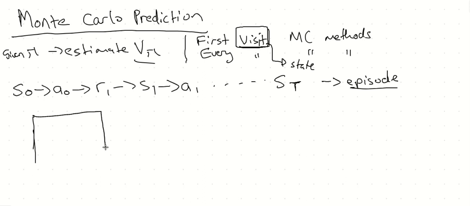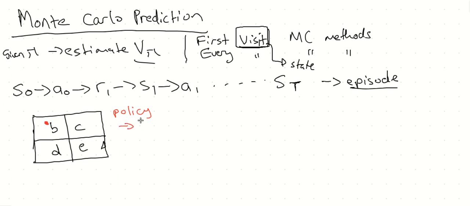Let's say this is our environment, a simple grid. Actually, let me use a simpler representation: B, C, D, E. These are the states we can be in. Let's say someone gives you a policy. The policy is: we start from state B, and then move right, move down, move left, move up, and move right. This is the sequence of events we're going to follow.